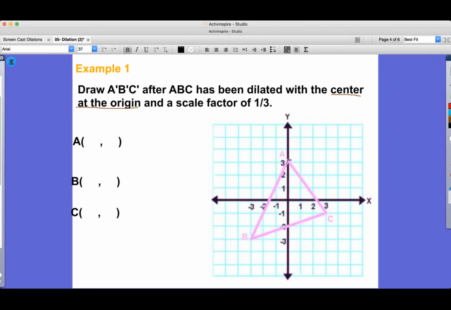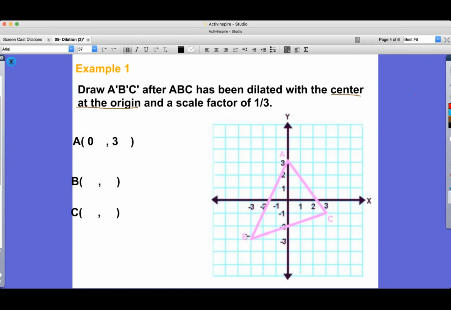So if we look at A, we see that the coordinate is, well, we have to start at the x-axis, and here we're at 0. And now we're going up 1, 2, 3. So the coordinate here is going to be (0, 3). And let's do that for B and C.